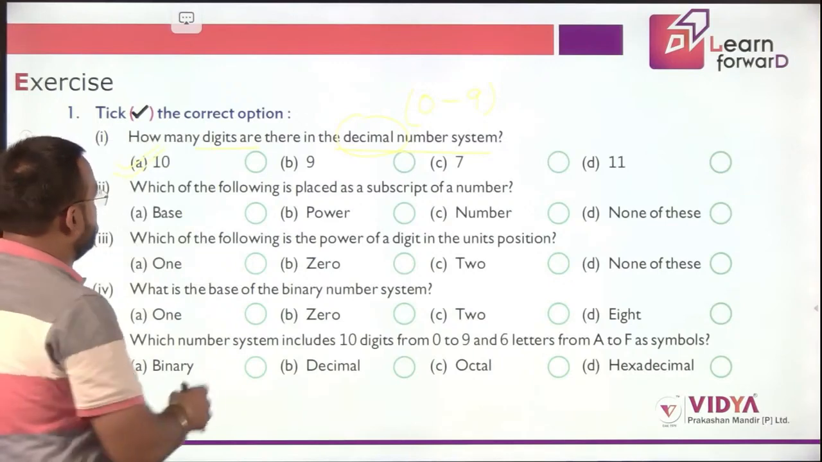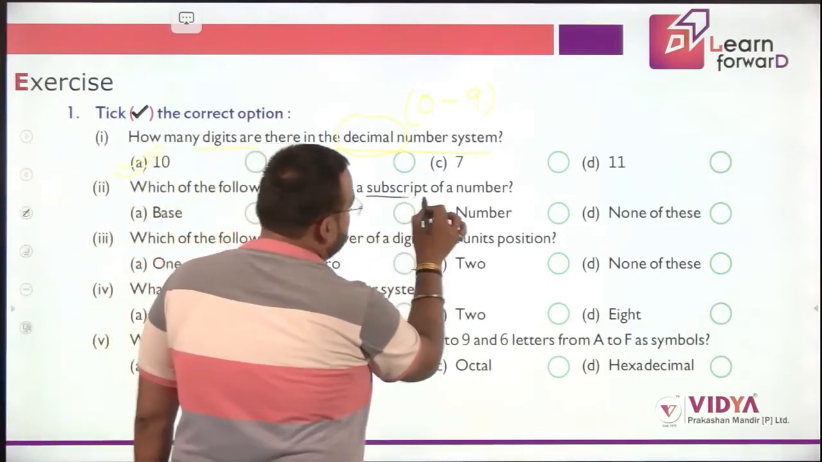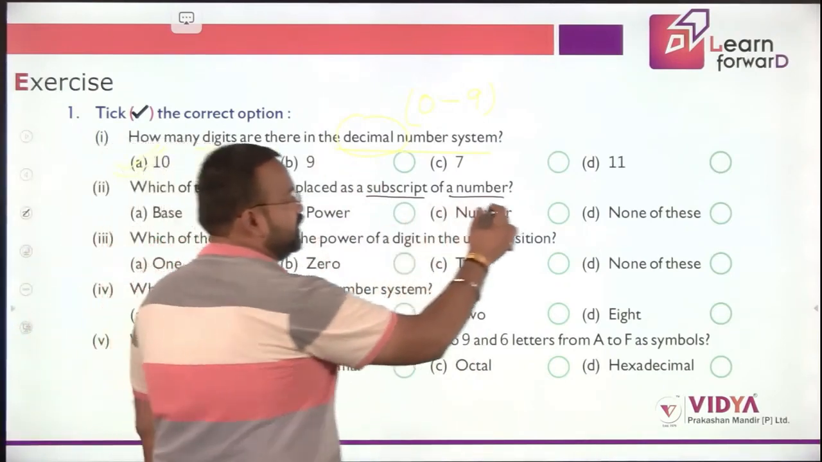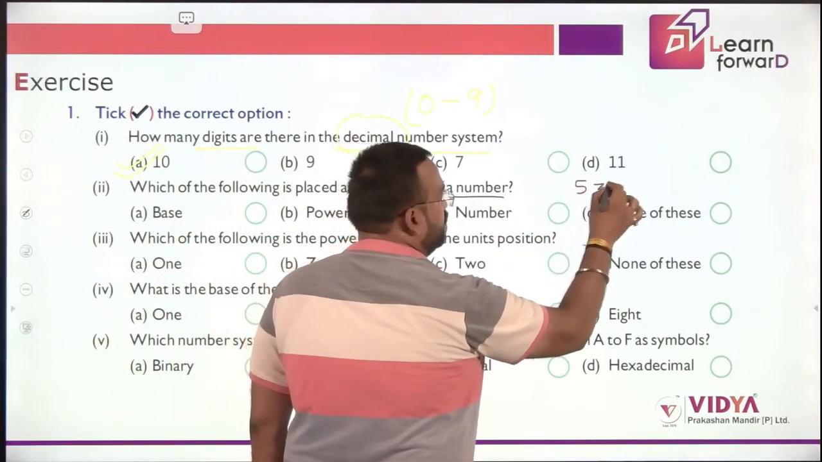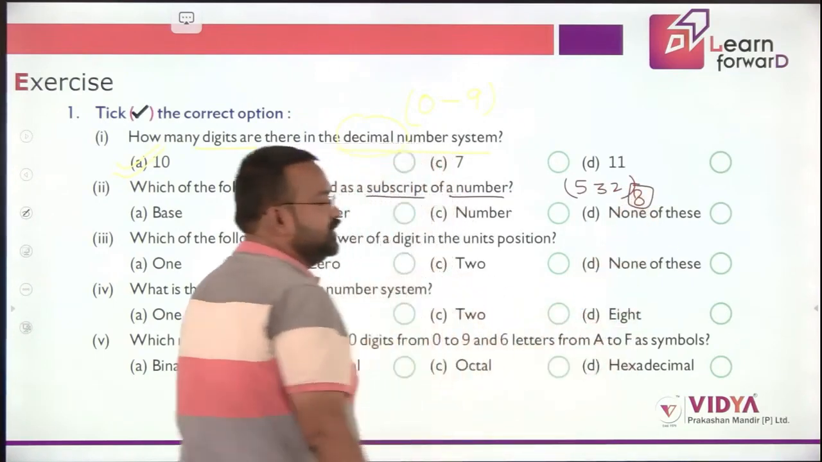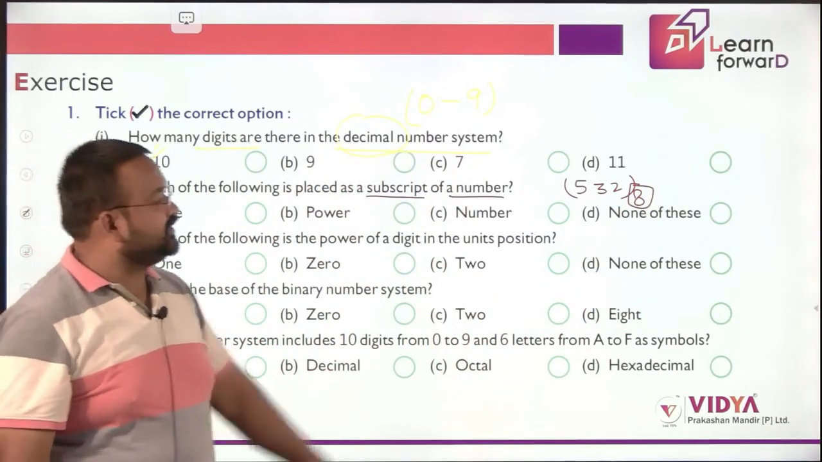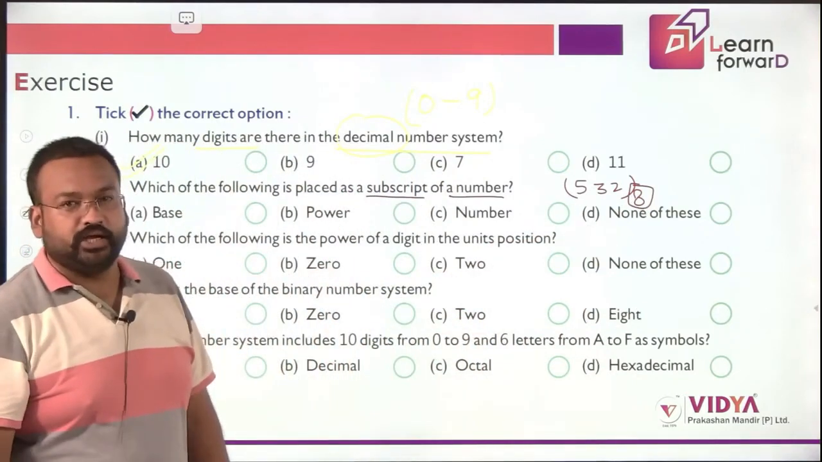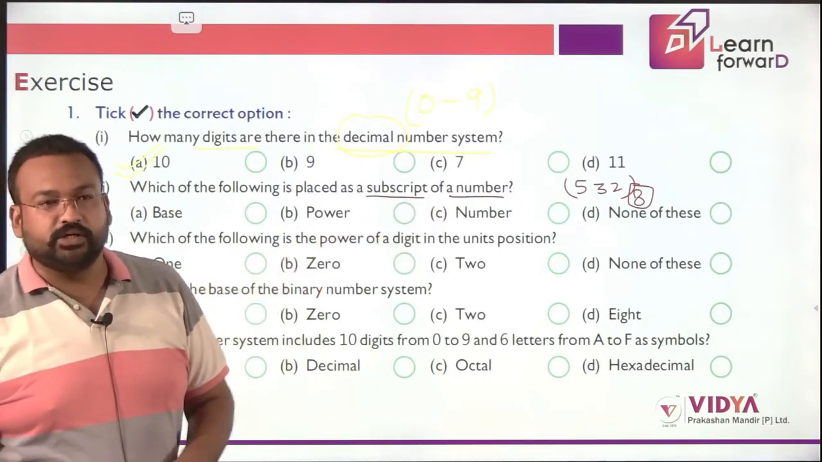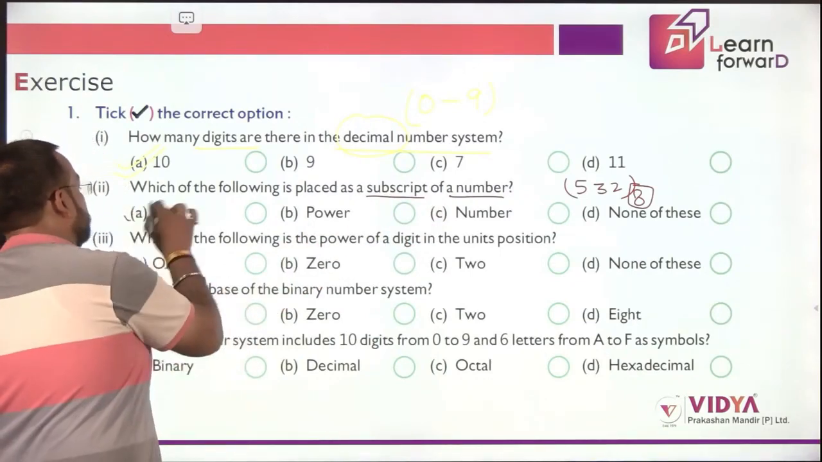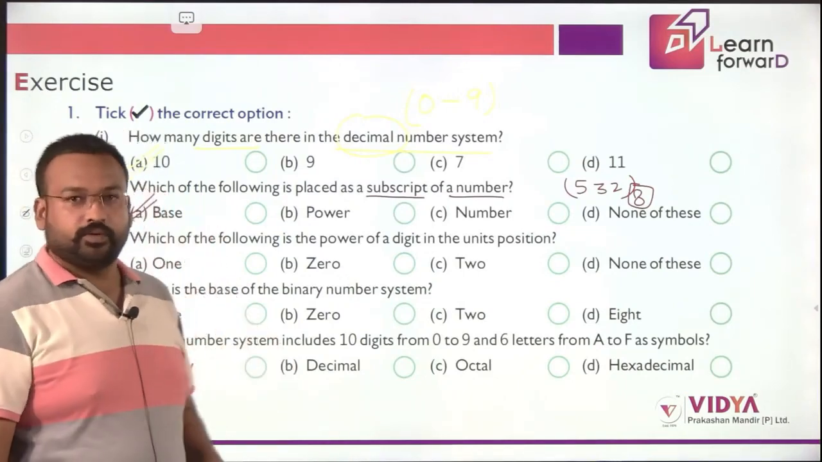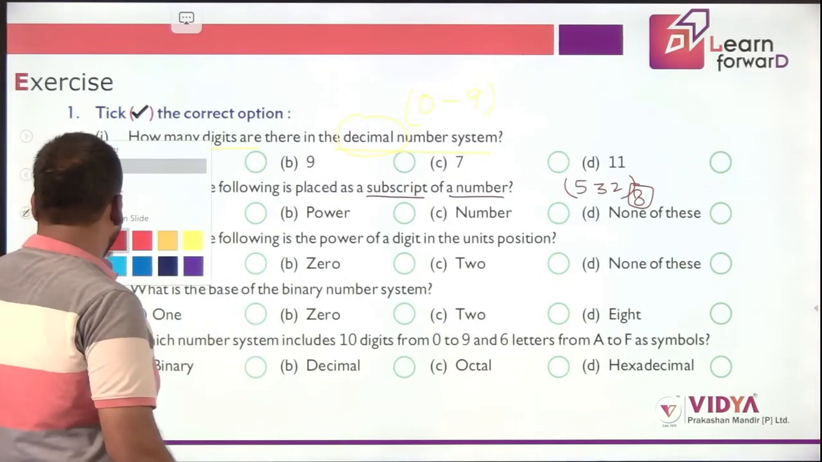The next question is: which of the following is placed as a subscript of a number? We have seen that whenever we write a number, we write something as a subscript. So what was this subscript representing? It shows us which number system this number belongs to. That means it shows us the base of the number system. Clear? Let's move to our next question.